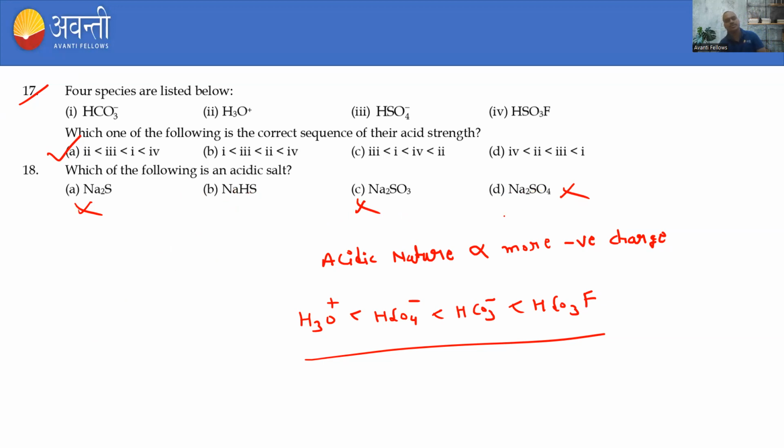This is a strong acid and a strong base. So the only option we have is NaHS, because NaHS is formed by a strong acid and a weak base. So we can say that this is an acidic salt.